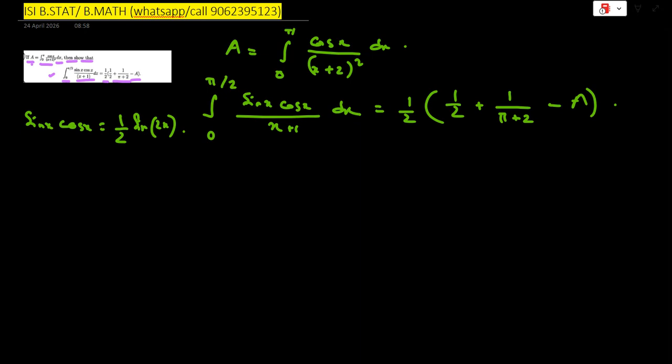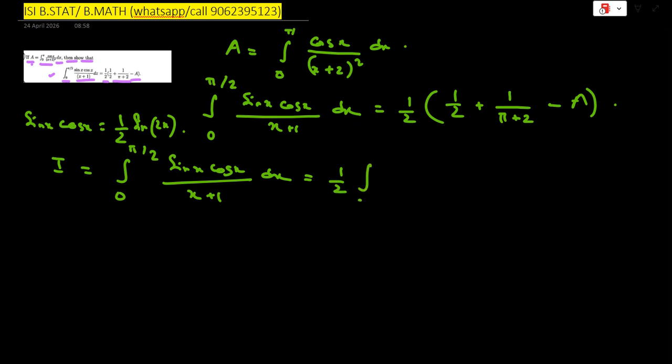Now rewrite the target integral again. So I is basically the integral from 0 to pi by 2 of sin x cos x by (x plus 1) dx, which is equal to 1 by 2 times the integral from 0 to pi by 2 of sin 2x by (x plus 1) dx. This is why students panic, but the legend smiled. We now convert the limits cleverly. Let t equal to x plus 1.